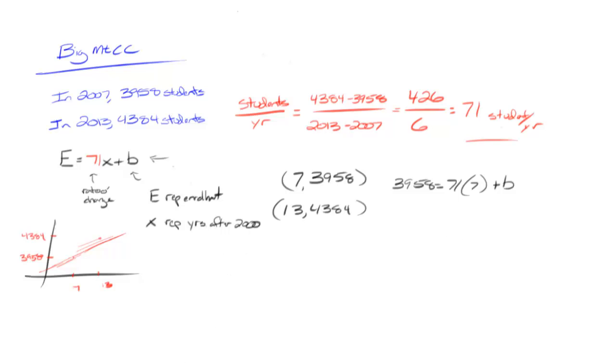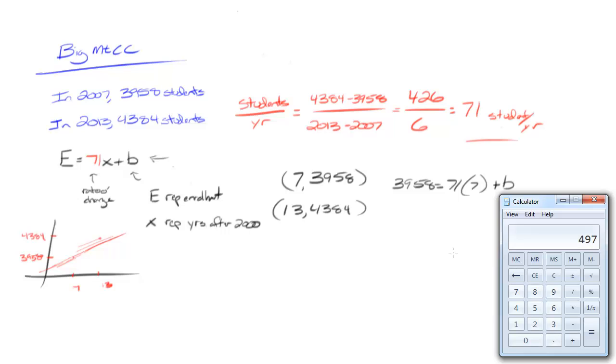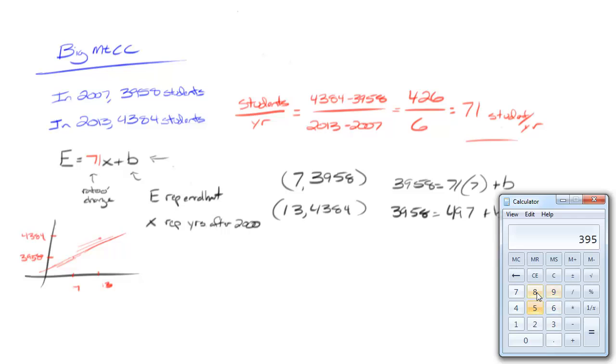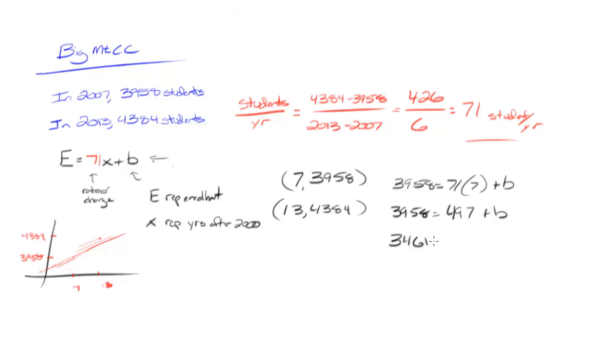So first thing I need to do is figure out what 71 times 7 is. That's 497. And then I'm going to solve this for that b by subtracting 497 from 3,958. So 3,958 minus 497 gives us 3,461. All right, so now we have our whole linear model. In this case, this b value right here is this 3,461. And so this right here is now our linear model for this situation.